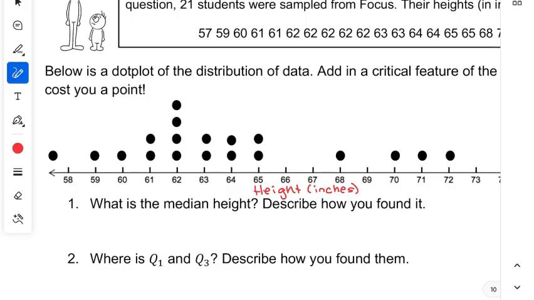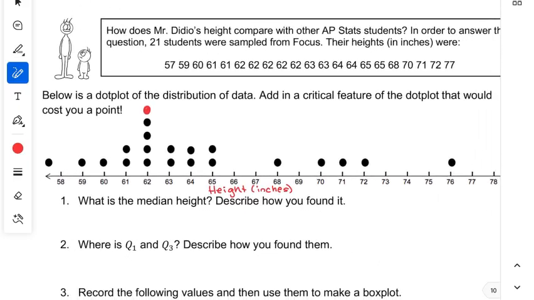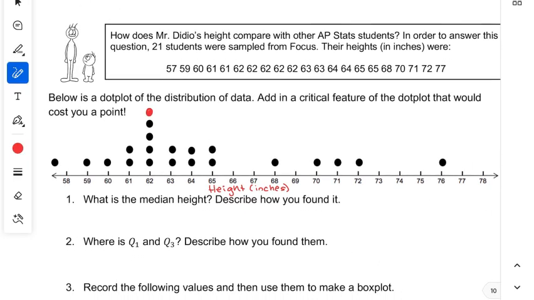So let's look at our dot plot. Do you see the mistakes? There are 2. What is one of the mistakes? There should be 62. Yeah, so we're missing a dot here. There should be one on 77, and not 76, so let's mark that out.